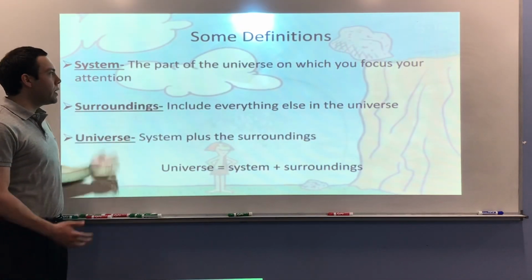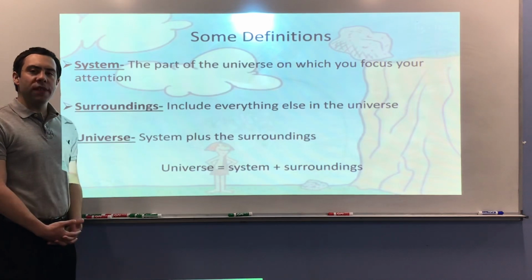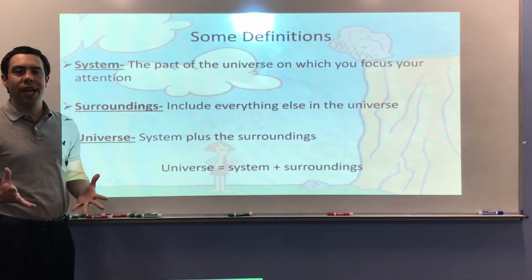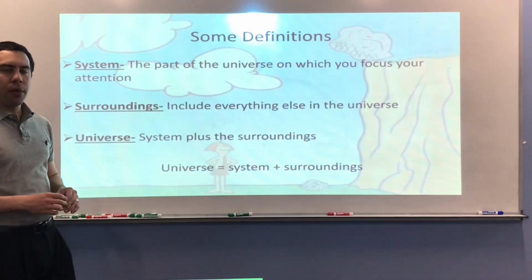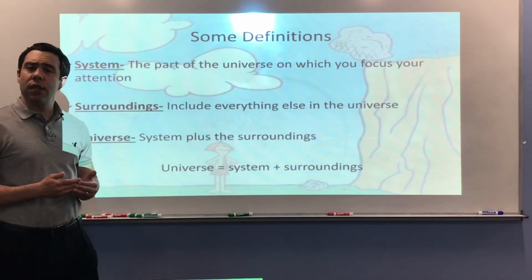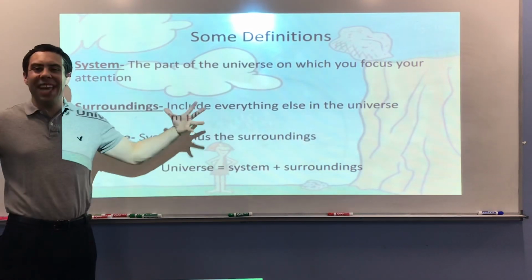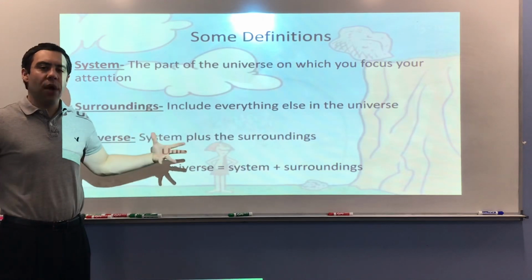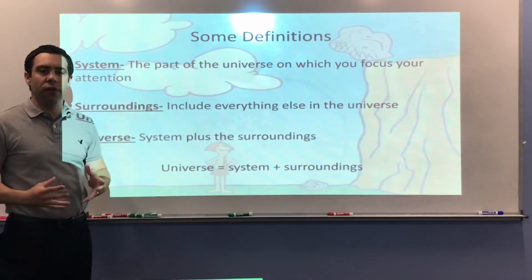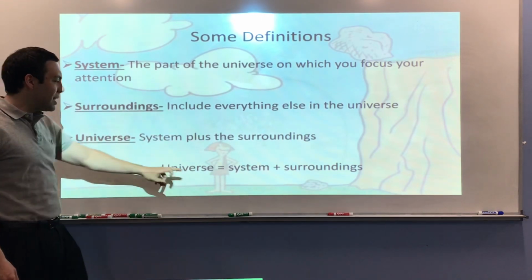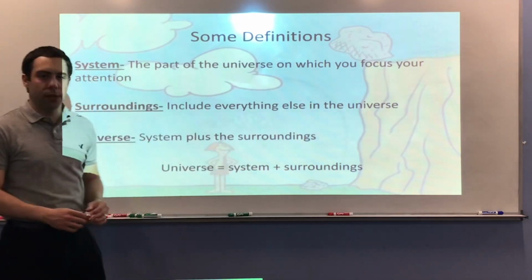The first one is system. The system is the part of the universe in which you focus your attention. So if you're performing a chemical reaction in a beaker, the system would be that beaker, whereas the surroundings would be everything else, the area surrounding that beaker, everything else in the universe. And the universe is the system plus the surroundings.